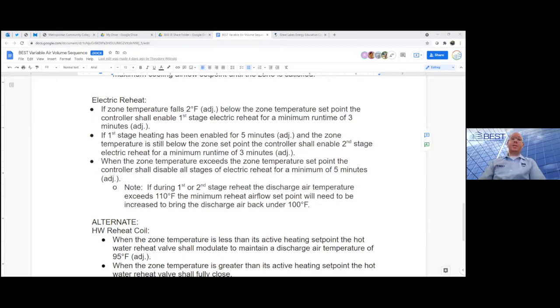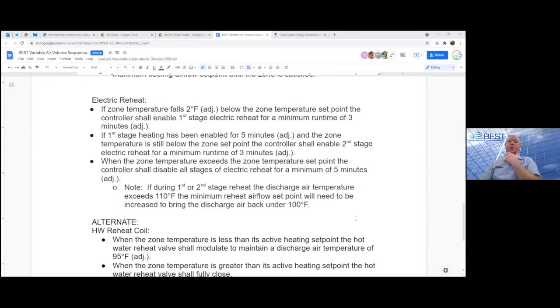So this basically says that when we have a call for heating, basically we're 2 degrees below our heating set point, we're going to turn on our first stage of electric reheat. We're going to run that for at least 3 minutes. If we are still running it 5 minutes later, we're going to kick on our second stage if we have a second stage, and we're going to run that for a minimum of 3 minutes. If you have more than 2 stages, just rinse and repeat with a delay between.